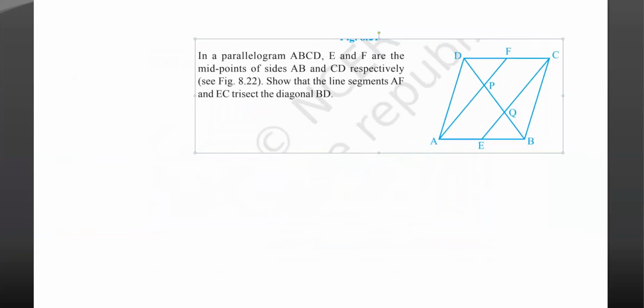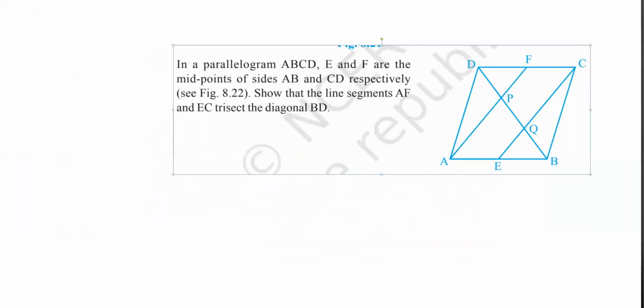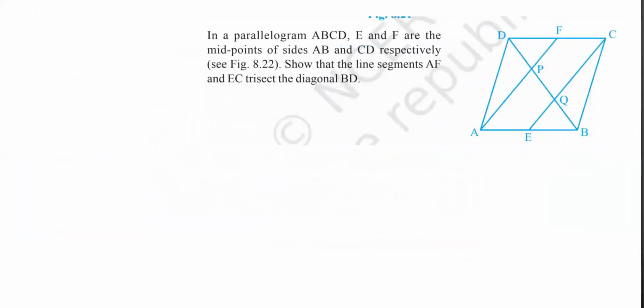And what do you need to prove? We have to prove AF and EC trisect the diagonal BD.